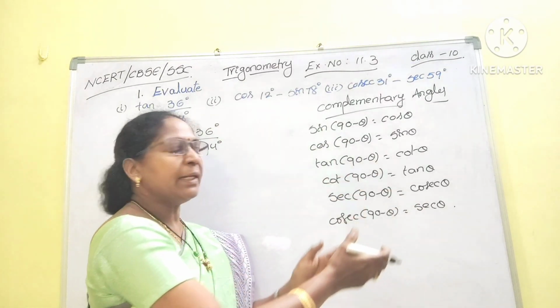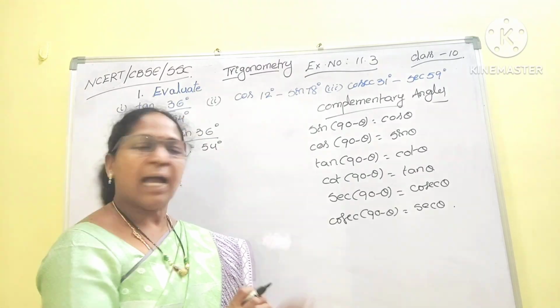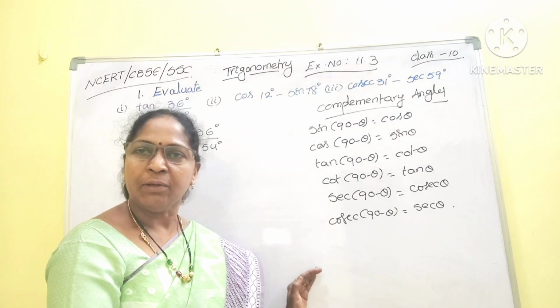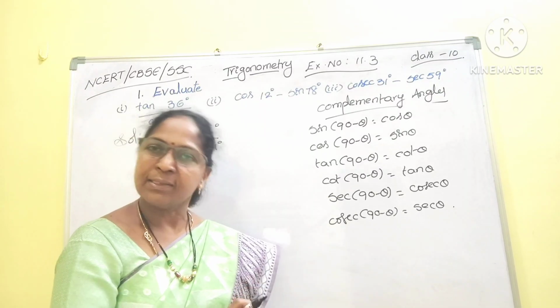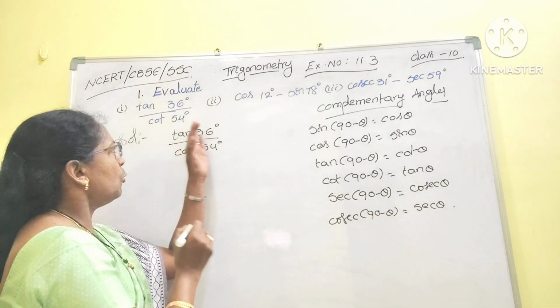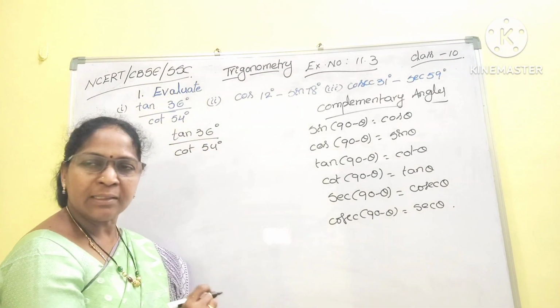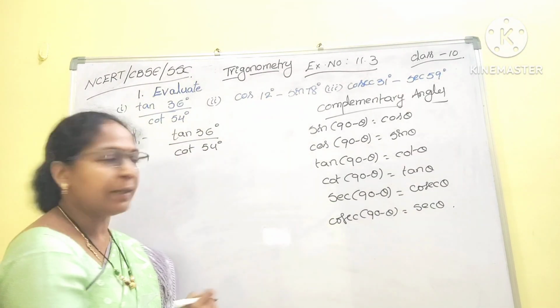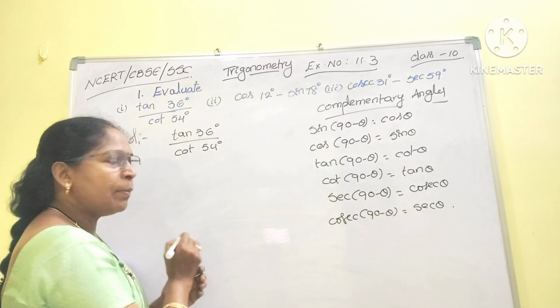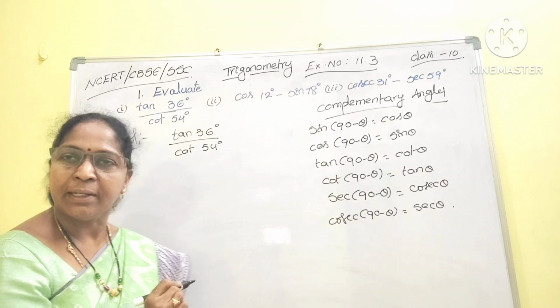I already explained the proof of these complementary angles in my previous videos. I will attach that video to this video. If you want to learn, please watch that video also. Now here, either the numerator or the denominator you can take, that is our wish. Both should be in tan or in cot. I want to take the denominator and change the denominator value in terms of tan.